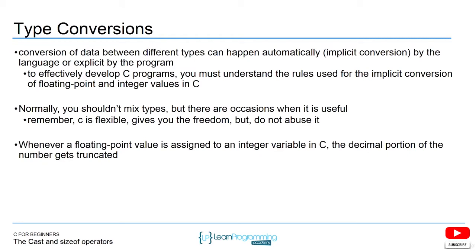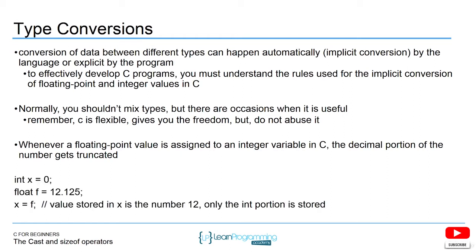Whenever a floating point value is assigned to an integer variable in C, so you have int x, float y, x equals y, the decimal portion of the number is going to get truncated. So if you have int x equals 0, float f equals 12.125, and you assign f to x, the value of x is going to be 12. You're going to lose that precision. The value is truncated because an int only knows how to store a whole number, so it's automatically converted by the compiler to 12. Only the int portion is going to be stored.